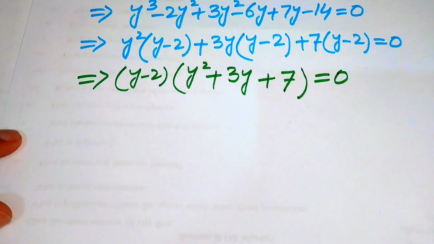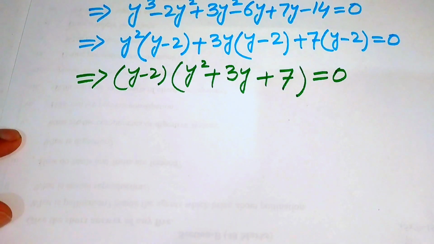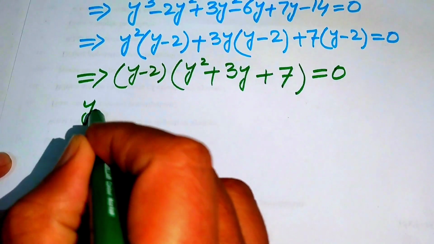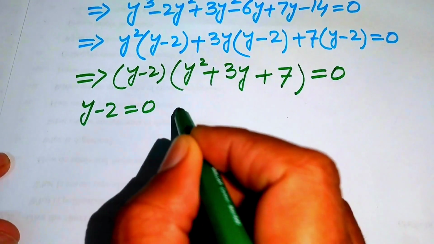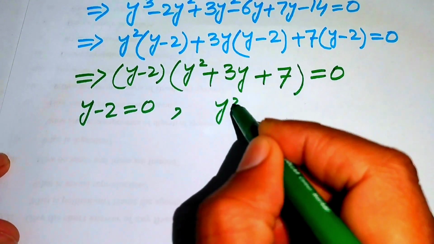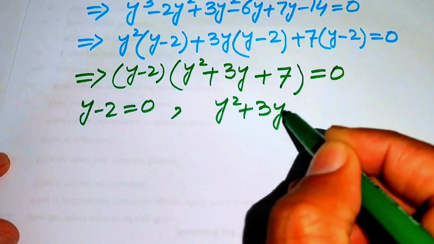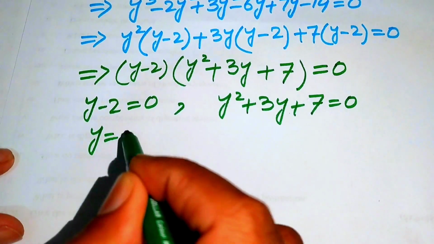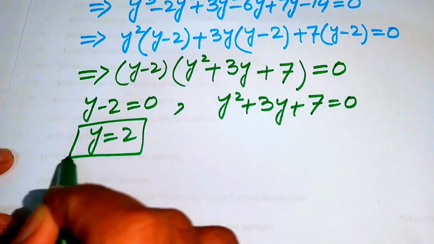So now in the next step we convert this equation into two cases. Our first case is we write y minus 2 equals 0, and the second case is we write y square plus 3y plus 7 equals 0. So in this case you get the value of y equals 2.